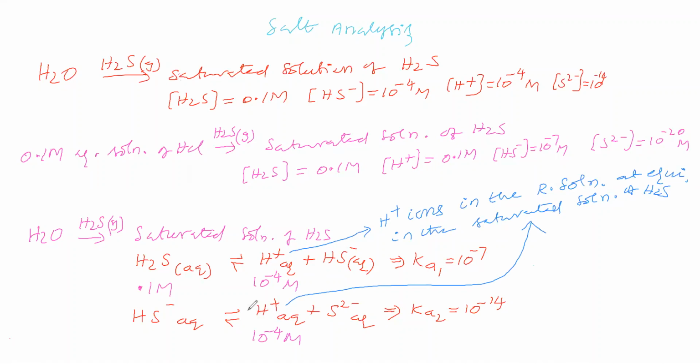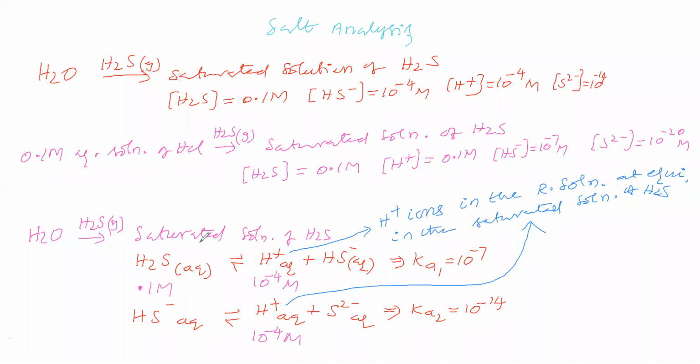Don't think that it is the H plus ions which come from dissociation of HS minus. Don't think like that. We are saying this system is at equilibrium, and this system is also at equilibrium. So in the saturated solution, H plus ions will be there at equilibrium. Can we say that some of the H plus ions are these, coming from H2S, and pointing out that these are the H plus ions coming from HS minus? Like this, can you point out in the solution?